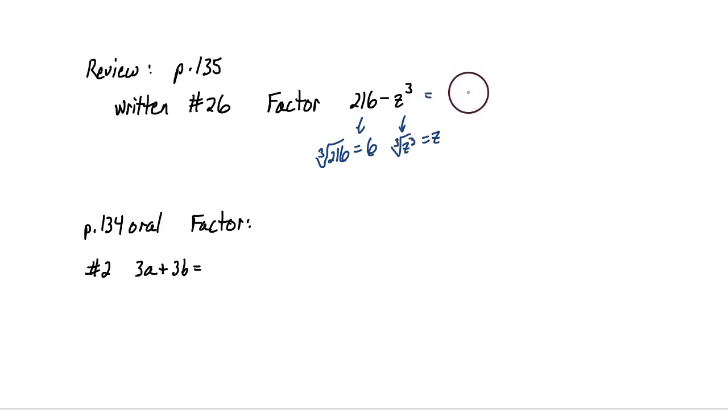The parenthesis pattern for a difference of cubes is a small set of parentheses and then a longer set. Fill in those cube roots that we had figured out, the 6 and the Z. Put a minus sign here to match this sign. Then square the 6. Change to plus, take the product of our 2 roots, put a plus, and square the Z.